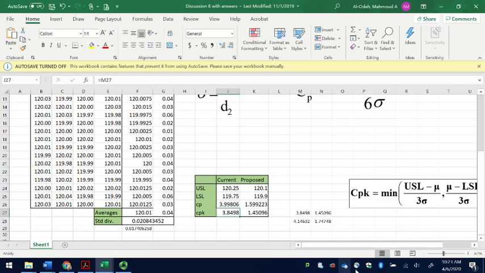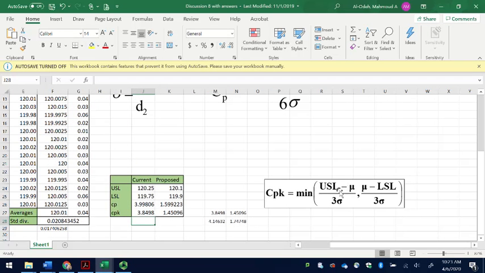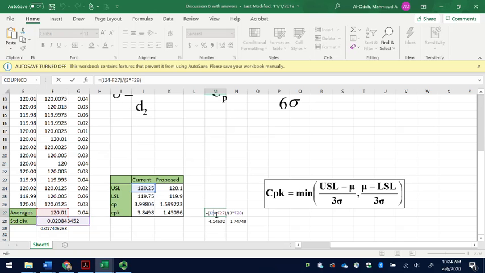Now let's go to the CPK. The CPK is equal to the minimum between these two calculations, the upper specification minus the mean, mu, divided by 3 sigma, or the mean minus the lower specification divided by 3 sigma. So I put this on a side to find out which one is the minimum. I started with the first one, which is the upper specification, 120.25, minus the average of the average, which is the mu, or the x double bar, divided by 3 sigma, and that would give you 3.84.